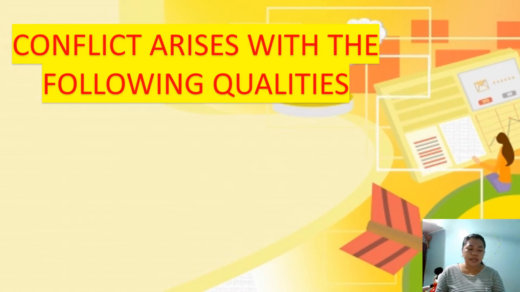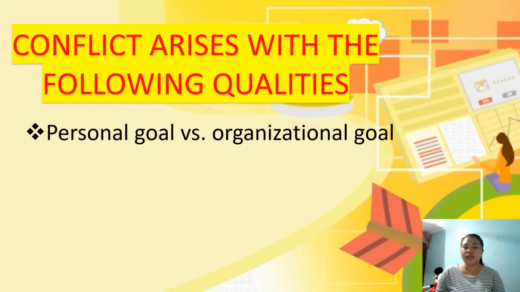According to S.K. Chakraborty, there are qualities that conflict arise inside the organization. And what are those qualities? First is personal goal versus organizational goal. The conflict here is sometimes we follow our personal goal rather than the goal of the organization.